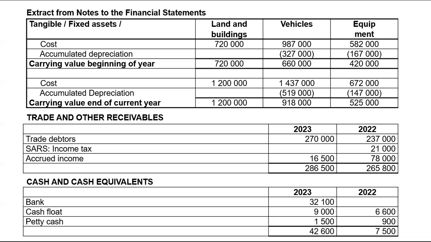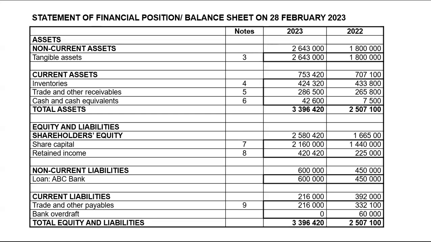If it's not in cash and cash equivalents, you need to confirm if it's under current liabilities in your statement of financial position. And there it is, it's under current liabilities, written as bank overdraft. For last year, our bank overdraft was 60,000 rand, meaning that our cash and cash equivalents for last year will be that 7,500 minus the 60,000.